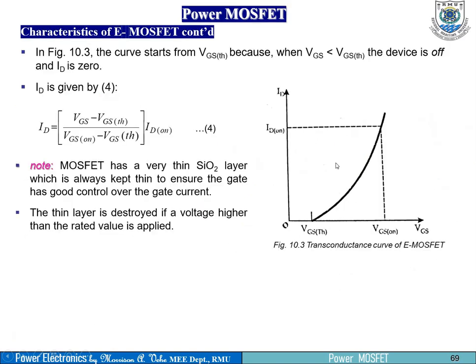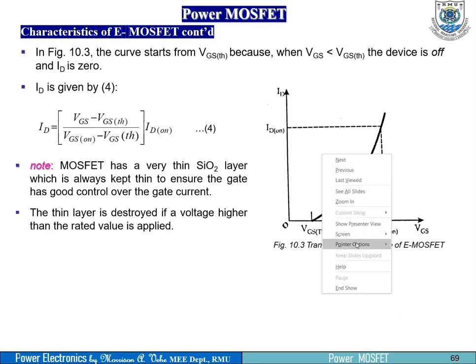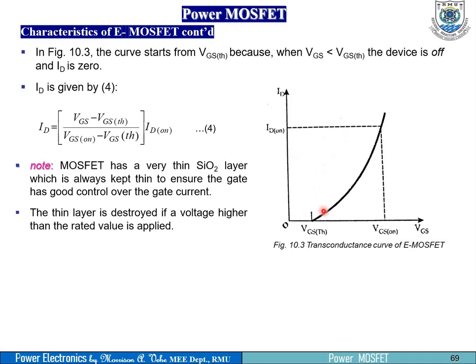So this also shows the transconductance curve. It starts from VGS threshold, because when VGS is less than VGS threshold, the device is off and ID is also 0. So ID is given by this expression. We can derive an expression to tell the state of the drain current, which involves VGS minus VGS threshold, times the drain current at which the device is on, and we can get the true state of the drain current.